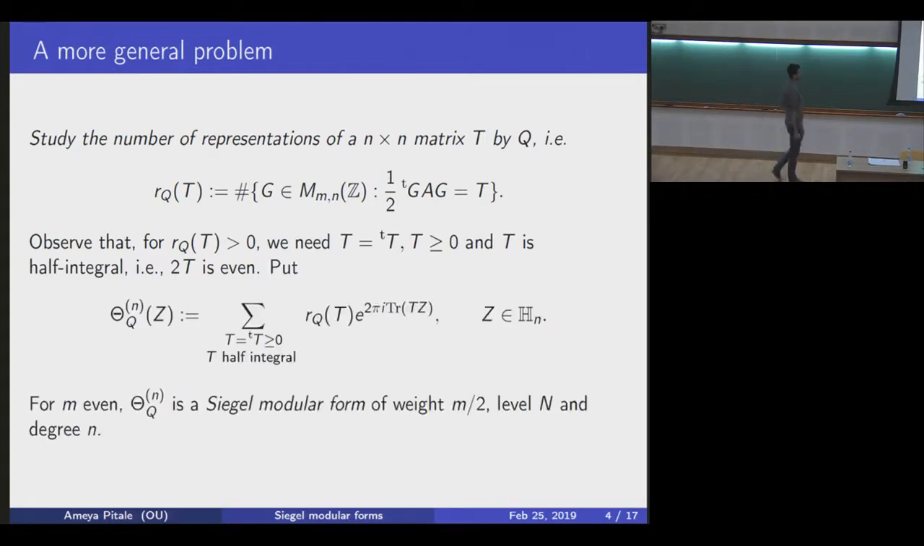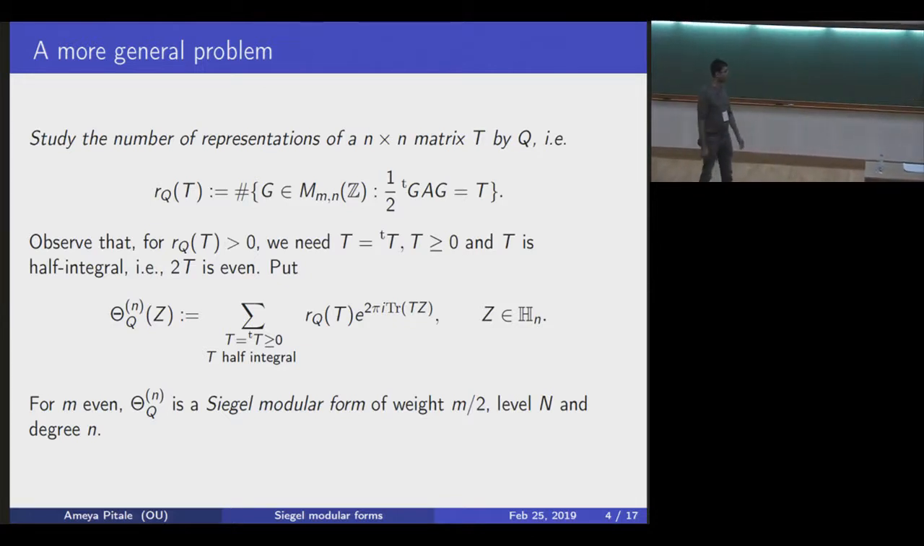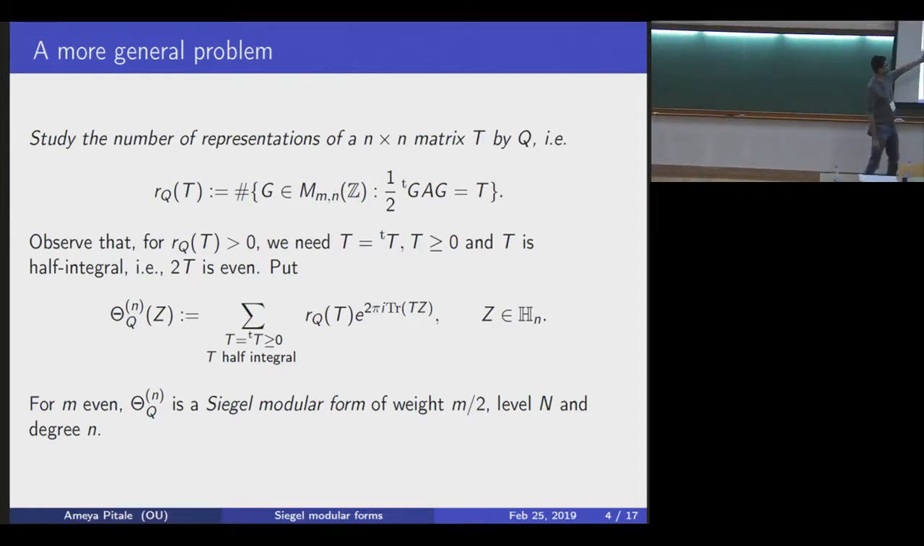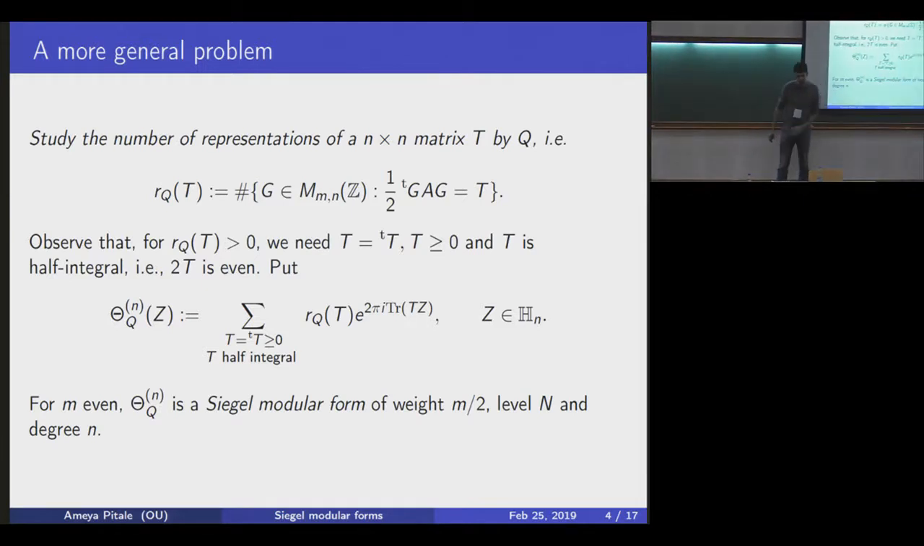And so if you set up now this much more generalized theta series, the n coming from the n by n matrix, it indeed turns out to be what's called a Siegel modular form of weight m by 2 and level n. So this is just working as a motivation to see that these generalized representation problems and their corresponding theta series are going to connect us to these objects called Siegel modular forms. And so it's a good point to pause and see what these Siegel modular forms are.